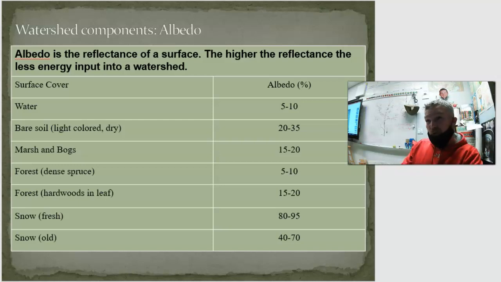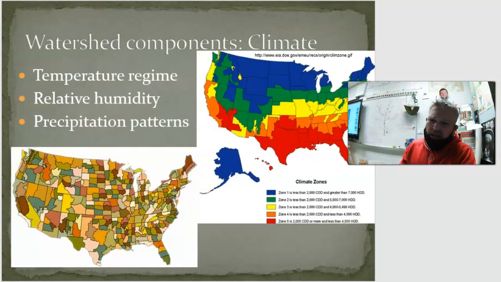So if we have higher albedo values, that typically makes the climate cooler, because there's not as much energy being input to heat things up. So really, the cooler we stay, the better it is, especially in terms of global warming. Obviously, temperature regime, so climate.